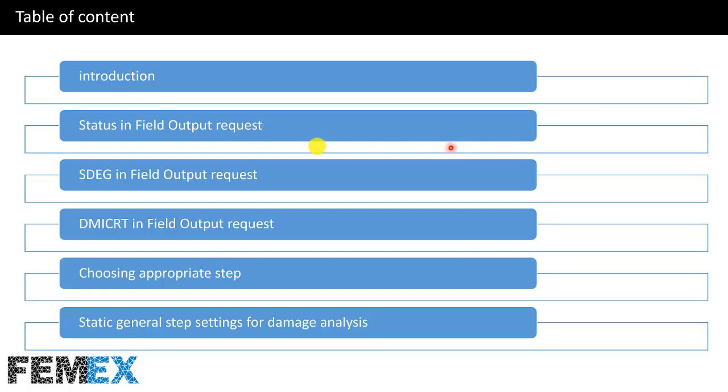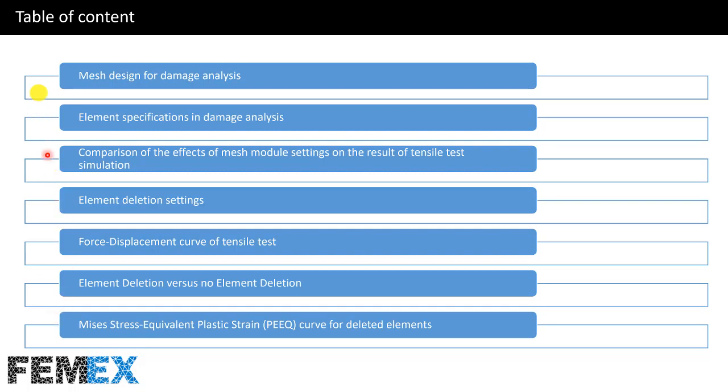This is the table of contents. I will talk about status in field output request, SDEG in field output request, DMI CRT in field output request, choosing appropriate step, static general step settings for damage analysis, mesh design for damage analysis, element specifications in damage analysis, comparison of the effects of mesh module settings on the result of tensile test simulation, element deletion settings, force displacement curve of tensile test, element deletion versus no element deletion, and finally Mises stress equivalent plastic strain curve for deleted elements.